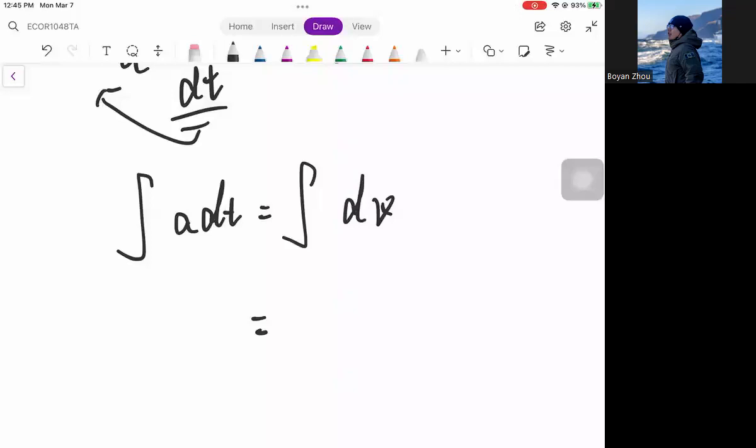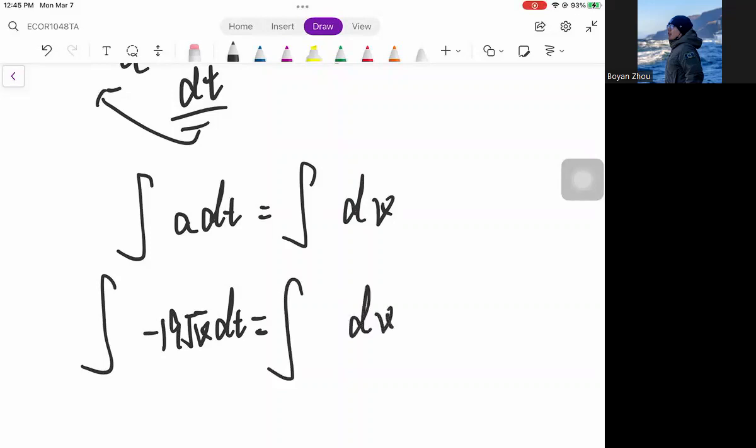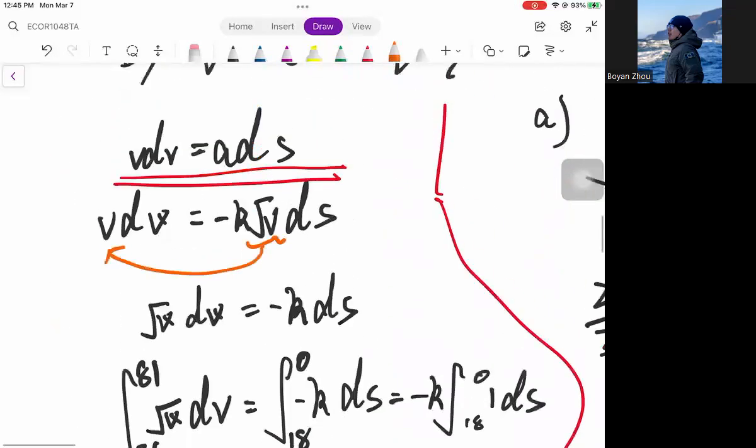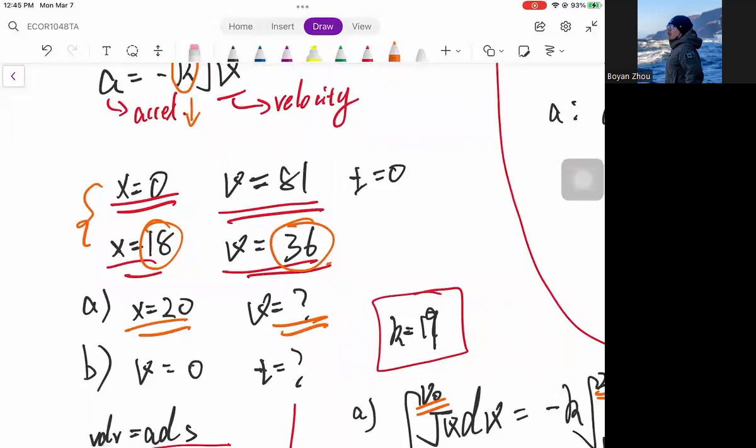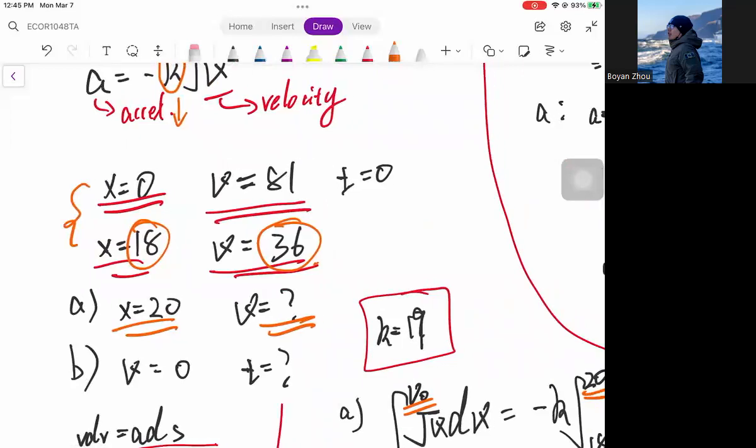On the left hand side, we know A is a function of velocity, so that is negative 19 square root of v, dt. And on the right hand side, just going to be dv itself. So here we need to set up the boundary. We can set up the lower boundary first. So we know that on the known condition on here, let's see. Velocity.